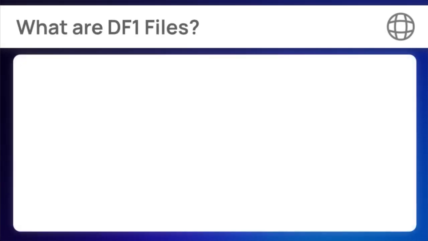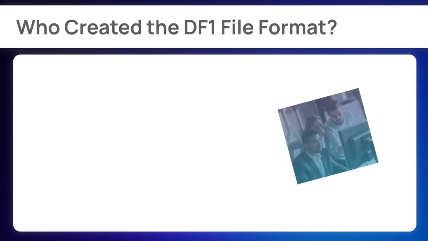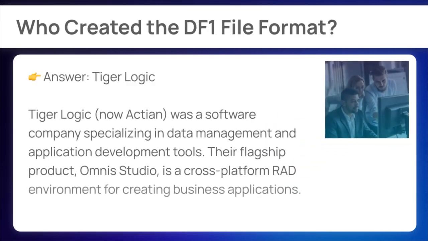A DF1 file is associated with Omnis Studio, a rapid application development (RAD) environment. It contains data specific to an application built within Omnis Studio, potentially including data structures, configurations, or serialized objects. These files are integral to the functionality and data management of Omnis Studio applications.